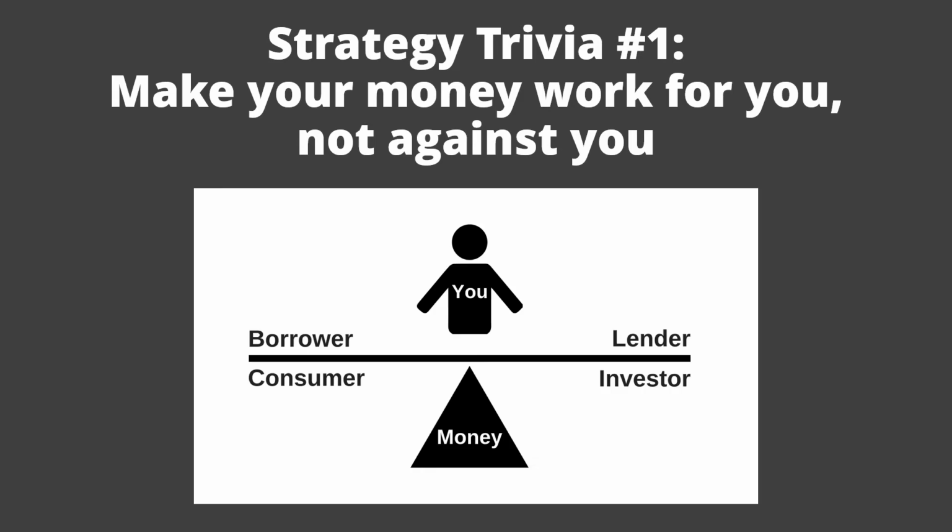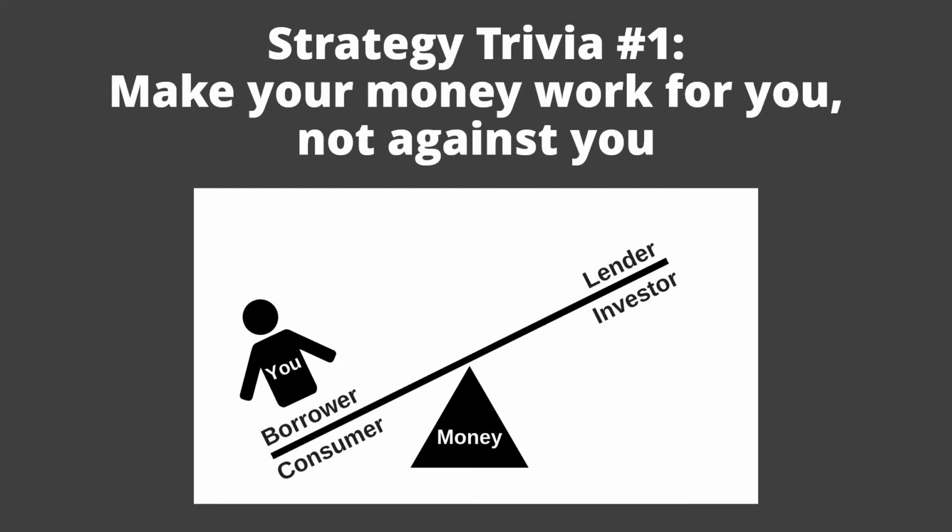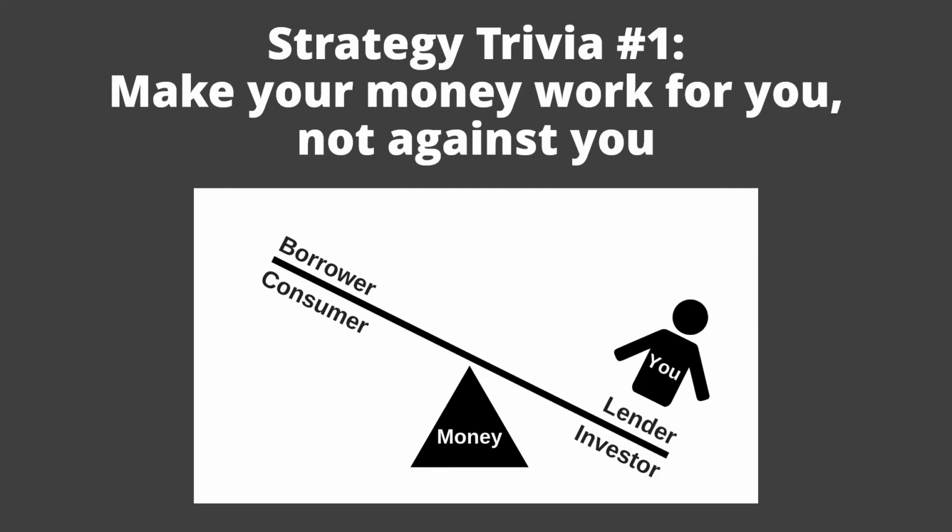So you've got you and you've got your money. So your money is either going to work for you or it's going to work against you. If you are a borrower or a consumer, you are going to move towards the left end of this fulcrum, you could say, and it's going to tilt you over. And you're going to become a borrower and your money is going to work against you. But if you move over to the other side of the fulcrum and it tilts to the right, you're going to become a lender or an investor, and your money is going to start working for you. That's what we call passive income.